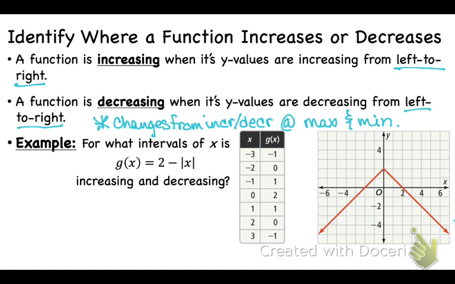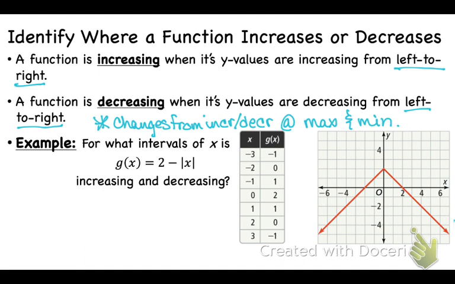So from -3 or negative infinity, what are the y's doing? Getting bigger and then getting smaller. They got bigger, bigger, bigger, got bigger to where? 0, and then they start getting smaller.